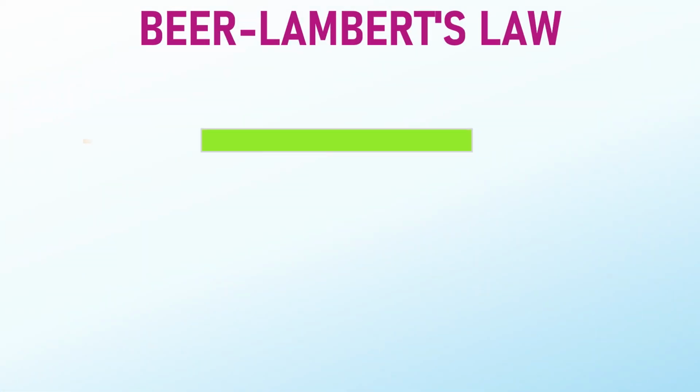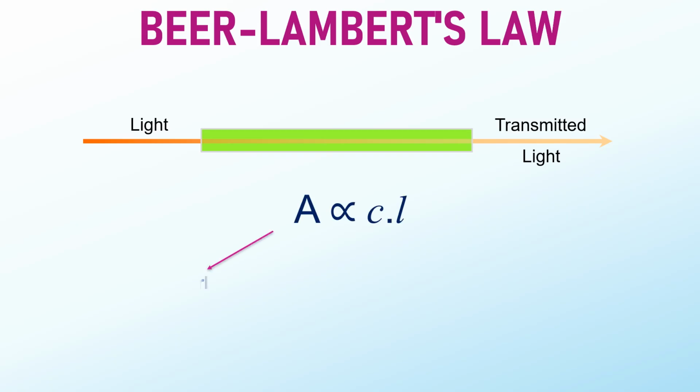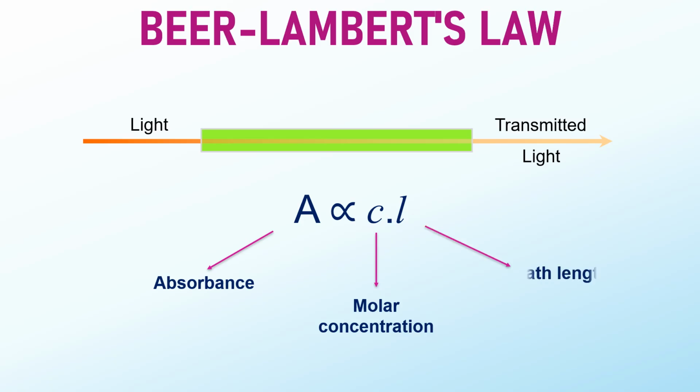We know that when a monochromatic light passes through a solution, part of it is absorbed and the rest is transmitted. According to Beer-Lambert's law, the absorbance A of the light in a solution happens in a linear manner and is directly proportional to the concentration of the solution C, and the path length L of the light through the solution, which corresponds to the length of the container holding the solution. The concentration is typically given in molarity and the path length is measured in centimeters.